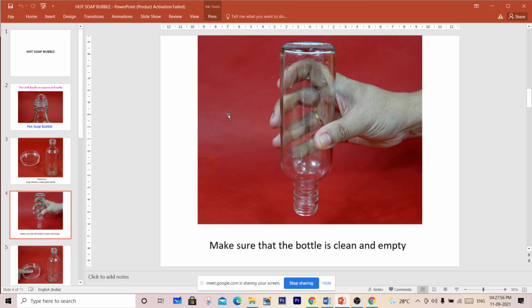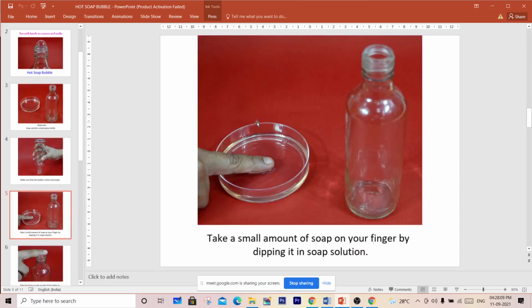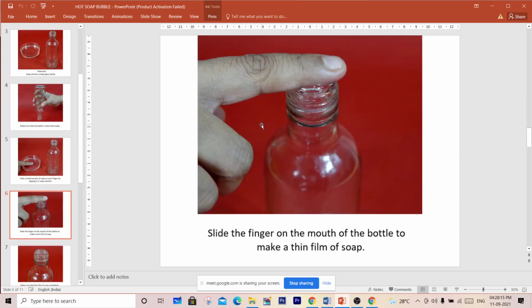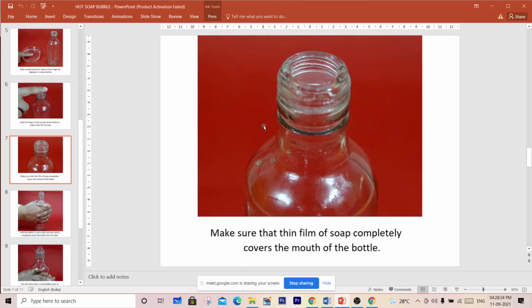Make sure that the bottle is clean and empty. Take a small amount of soap on your finger by dipping it in the soap solution and slide the finger on the mouth of the bottle to make a thin film of soap. What will happen on the top of the mouth of the bottle? There will be a thin soap layer. Am I clear? It will be like this. And make sure that the thin film of soap completely covers the mouth of the bottle.